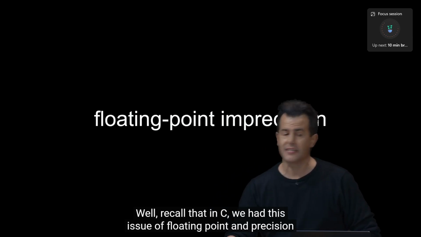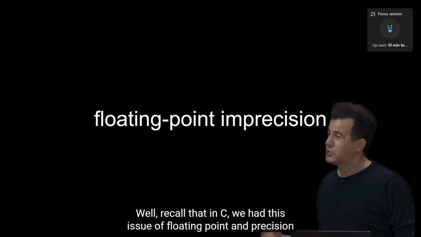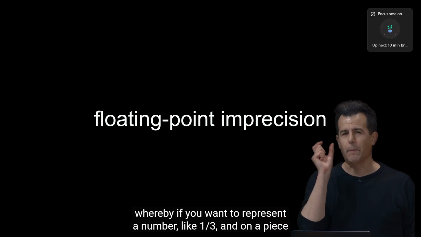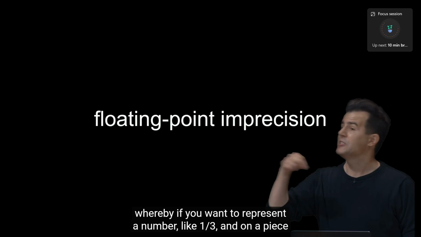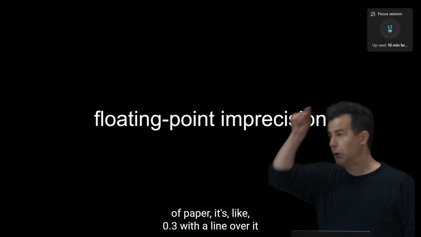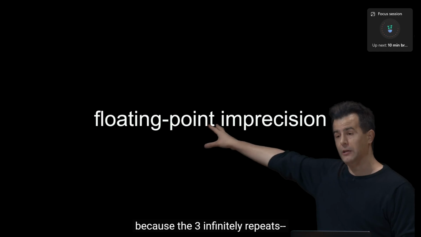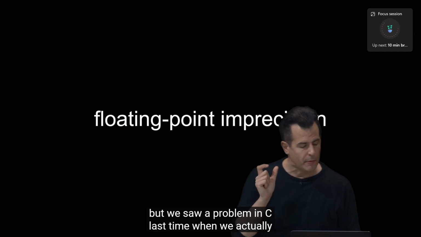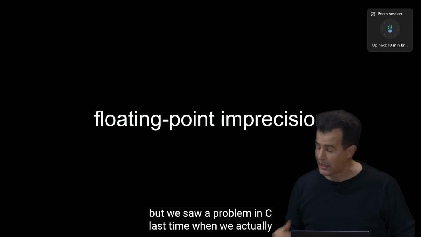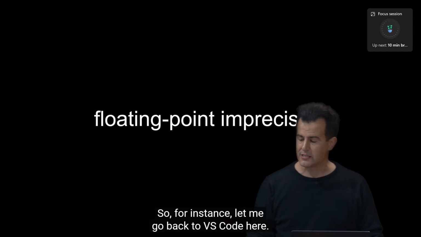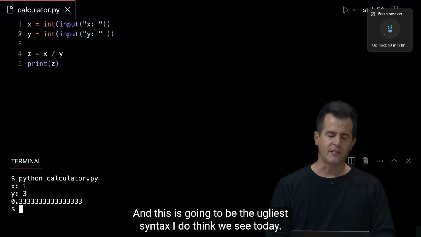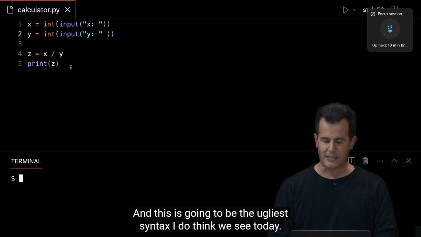Well, recall that in C, we had this issue of floating point imprecision, whereby if you want to represent a number like 1/3, and on a piece of paper, it's like 0.3 with a line over it because the 3 infinitely repeats. But we saw a problem in C last time when we actually played around with some values. So for instance, let me go back to VS Code here. And this is going to be the ugliest syntax I do think we see today.